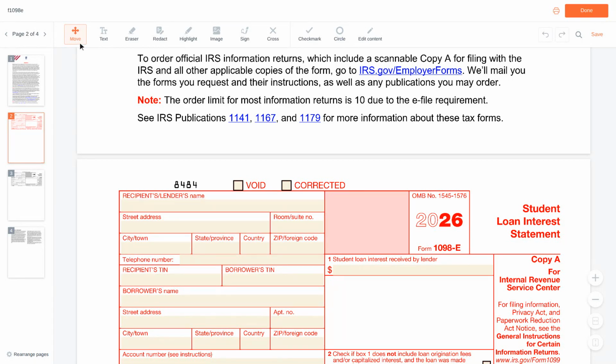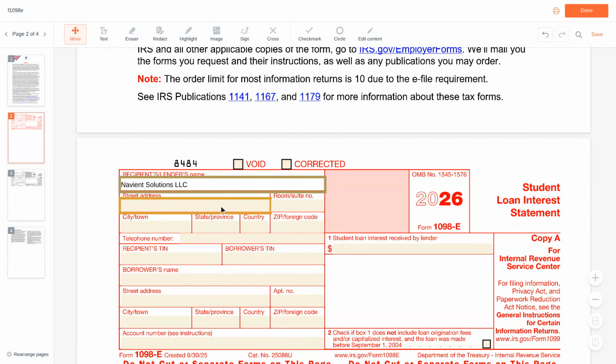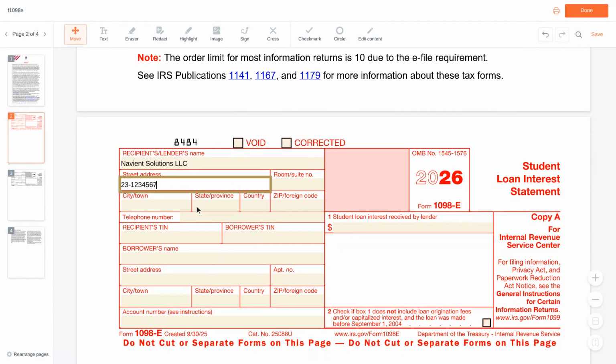The Lender section identifies the financial institution or servicer that holds your student loan. The lender's name, address, and federal identification number appear at the top. Your name, address, and social security number appear as the borrower. If you have multiple student loans with the same servicer, you may receive one combined Form 1098-E covering all your loans. If your loans are with different servicers, you receive a separate form from each.